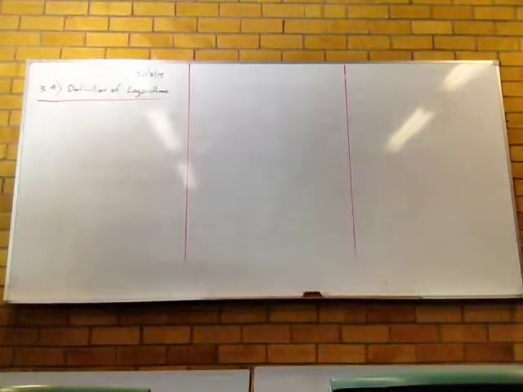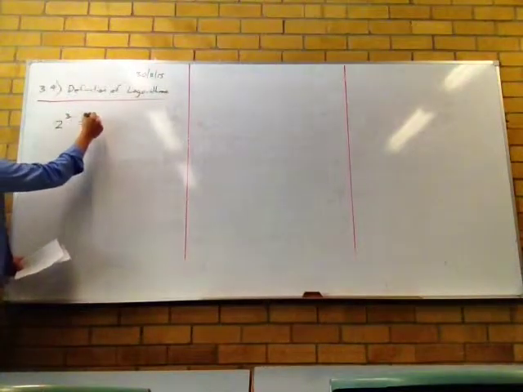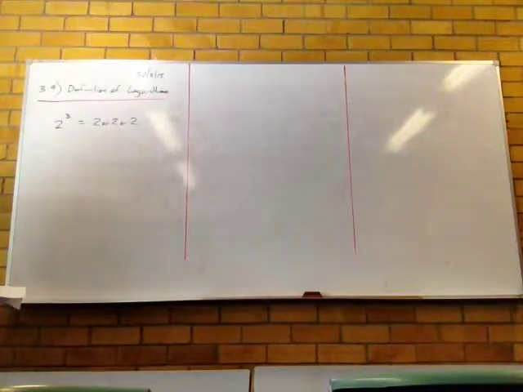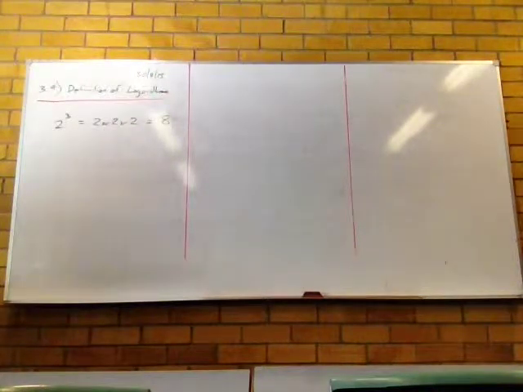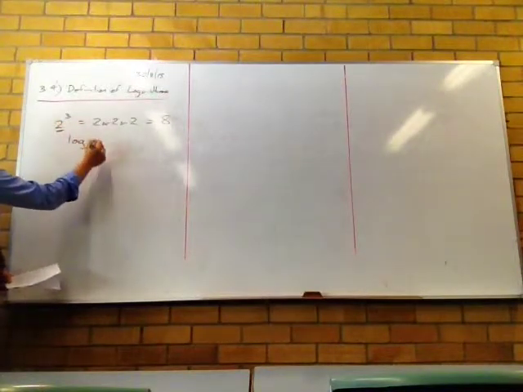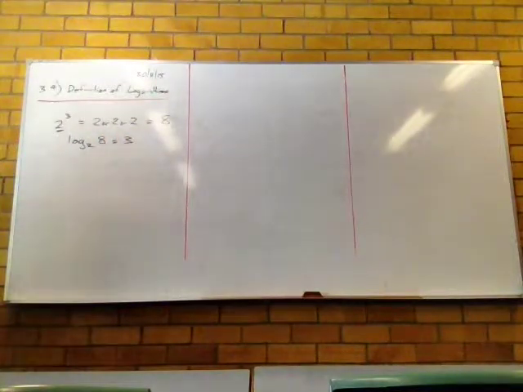So for example, the third power or cube of 2 is 8, because 8 is the product of 3 factors of 2. So 2 to the power of 3 is 2 times 2 times 2. You all should know that's equal to 8. So it follows that the logarithm of 8 with respect to base 2 is 3. So log, that's the base, of 8 is 3. So that's the idea of the logarithm.